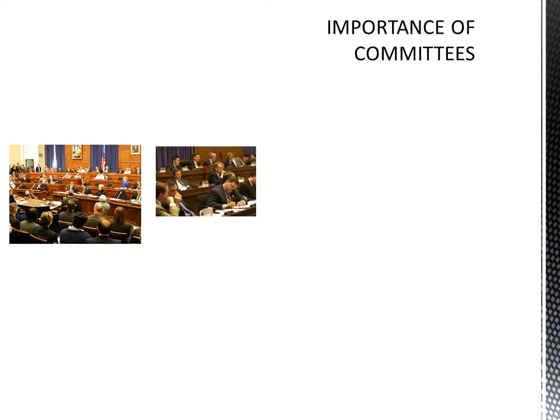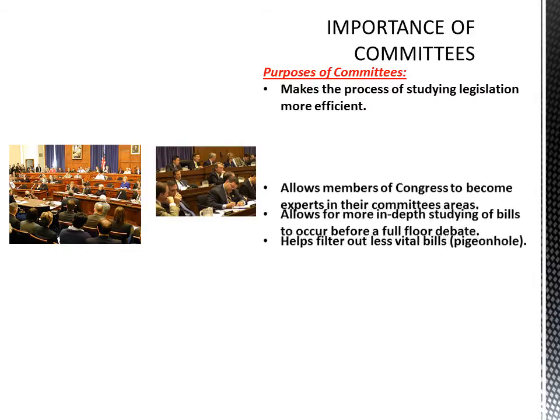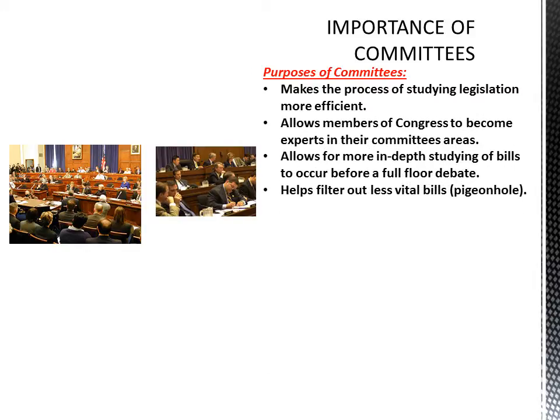With the lawmaking process being so long and complex, committees are an important ingredient in the lawmaking process and have been since the establishment of the Republic. Committees in Congress play several key roles in helping them get laws passed, one of which is that it makes the process for studying legislation far more efficient instead of having the entire chamber study each individual bill. It also allows the members of the committees to become experts in their areas. It also gives them time to study the bills in depth before they go out for a full debate and decide which bills are going to be most important to the American people.